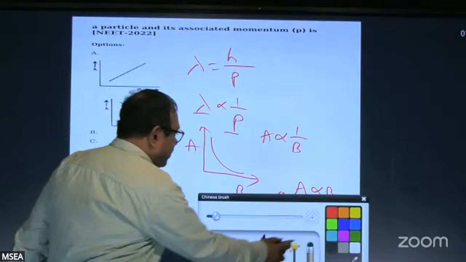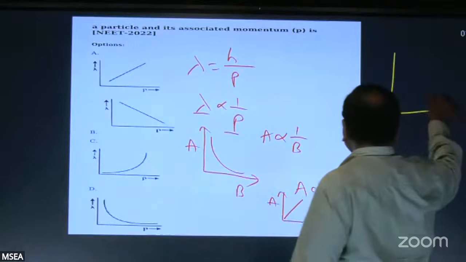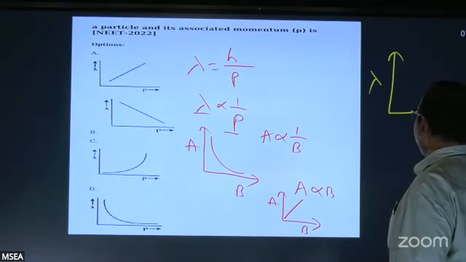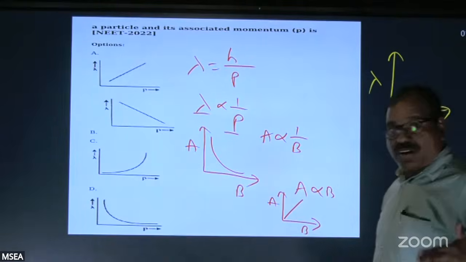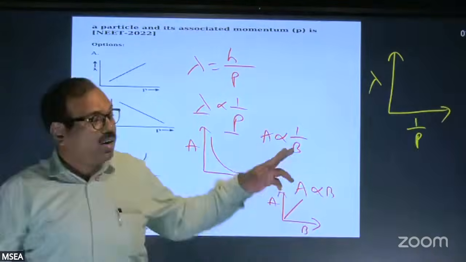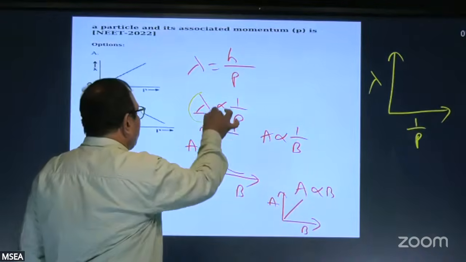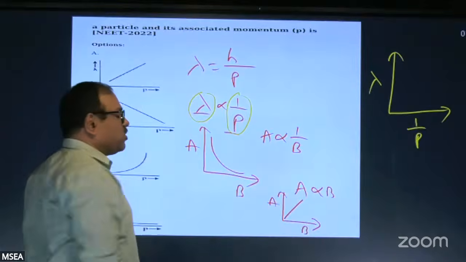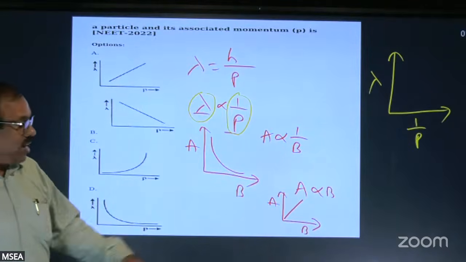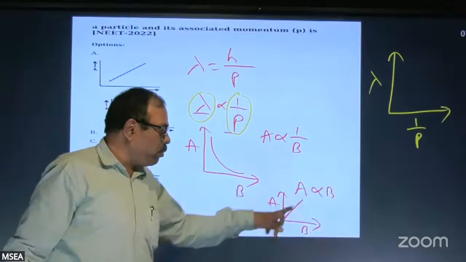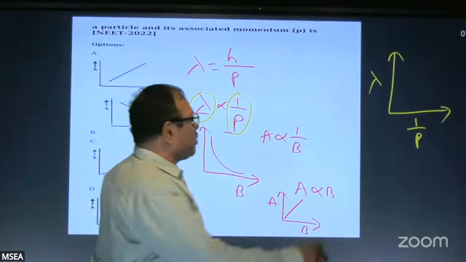Suppose I ask a question about lambda and 1 by P, if they ask for the graph, what type of graph will you get? Lambda is one quantity, 1 by P is another quantity. Then what type of graph will you get? As I told you, they are directly proportional. The graph is a straight line passing through the origin.